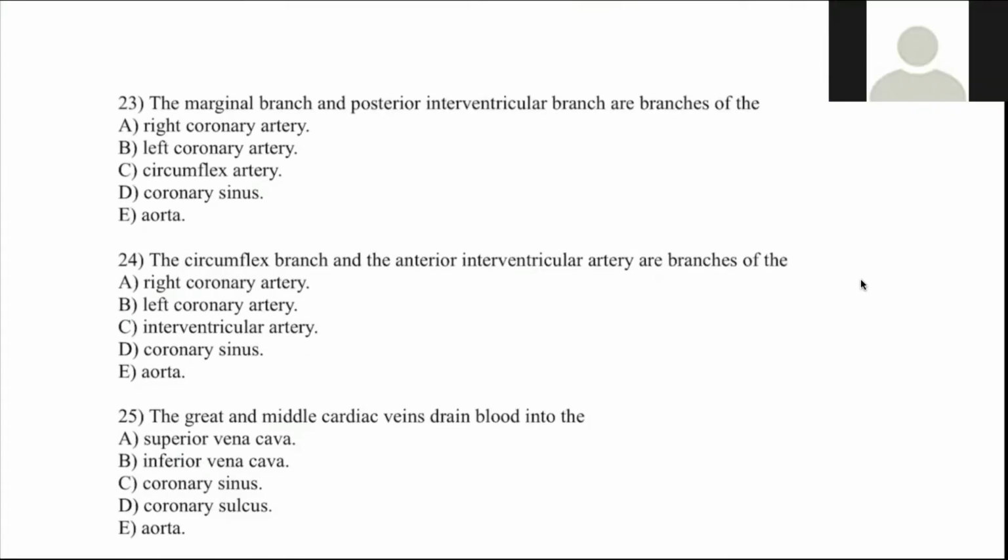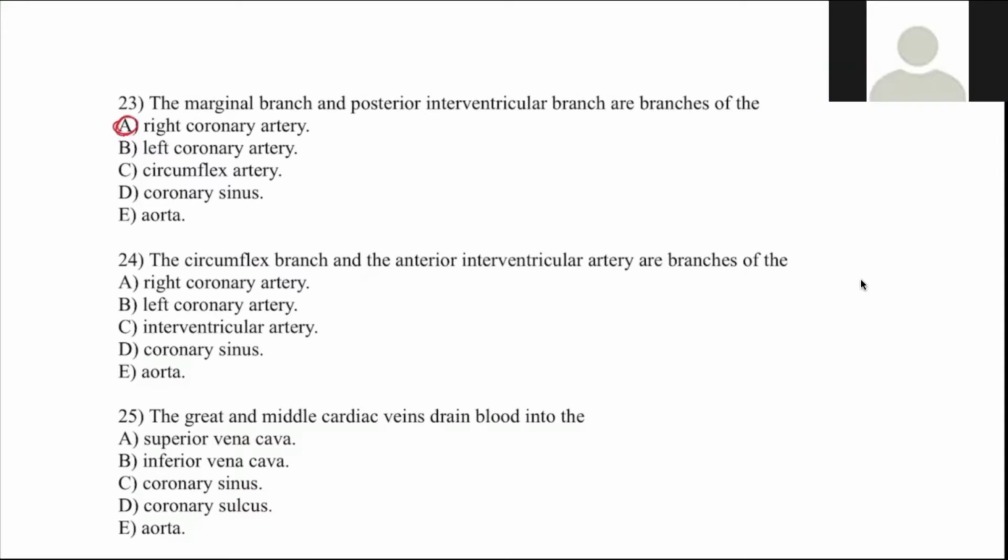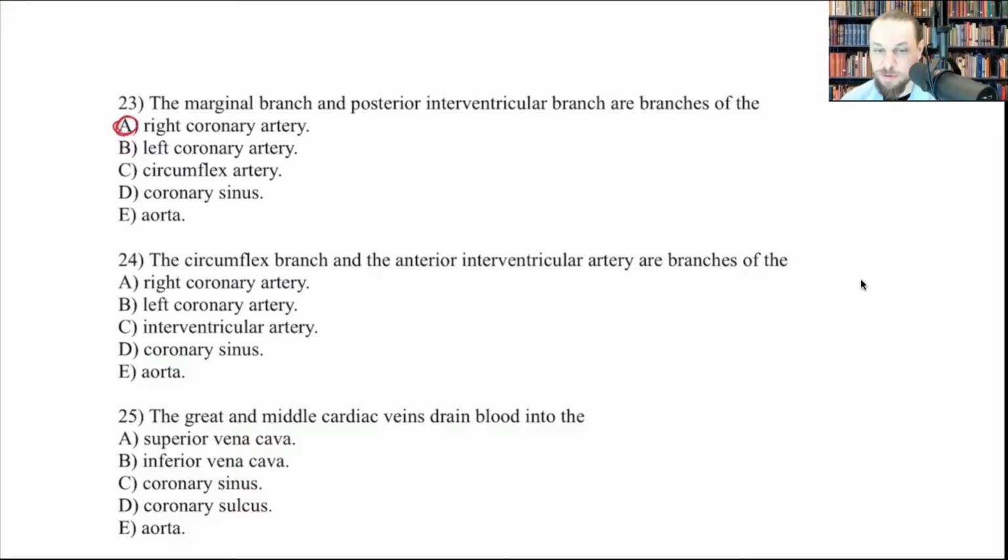The marginal branch and the posterior interventricular branch are branches of the right coronary artery. Yeah, right coronary artery is correct. So they feed the right ventricle. They also feed the posterior wall of the heart, and they feed the inferior wall of the heart. Also, a good thing to remember, the right coronary artery also supplies blood to the SA node and the AV node.